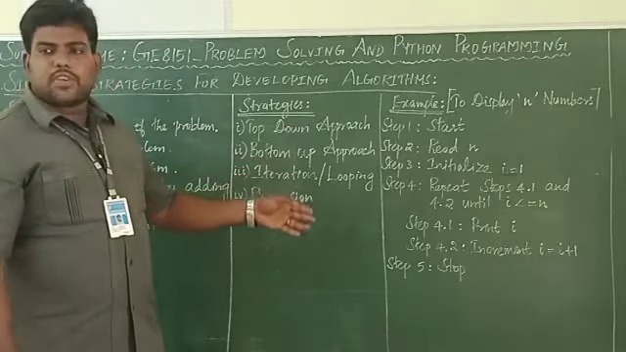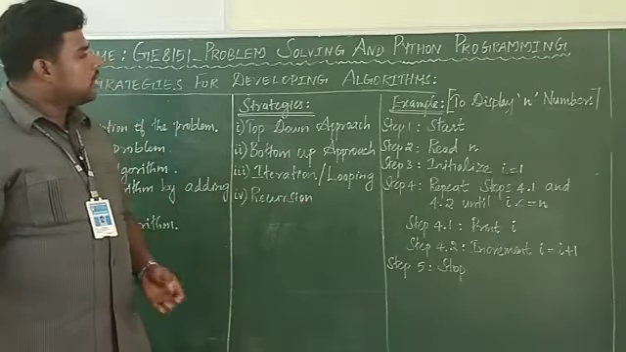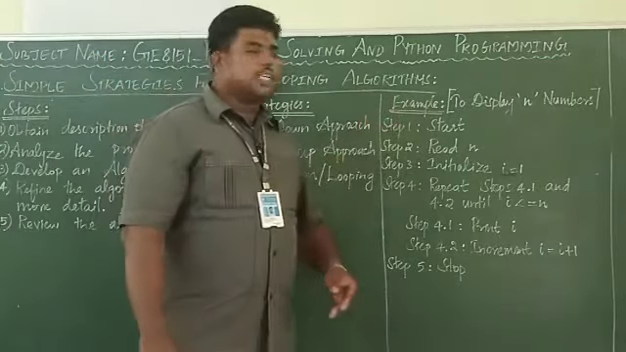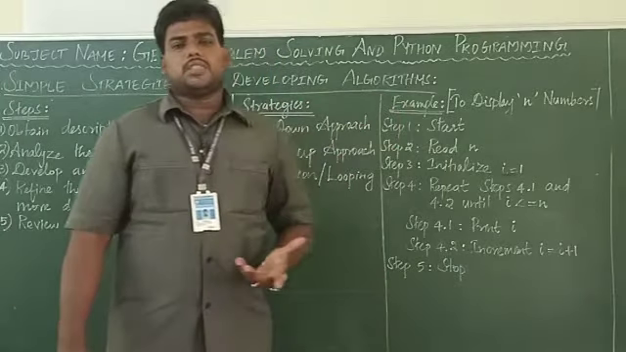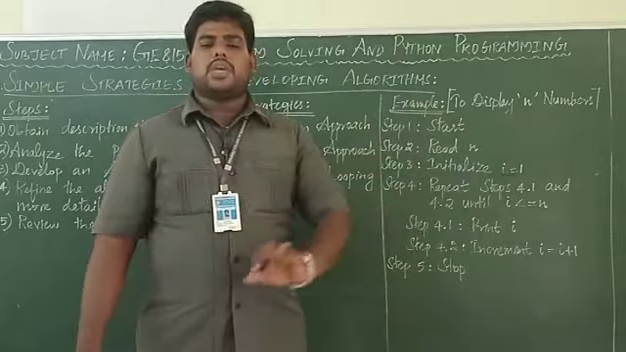So we can see one example in looping, so you will get a clear idea of looping. Here, the example is to display n numbers. What is the meaning of an algorithm to display n numbers? I want to display n numbers.